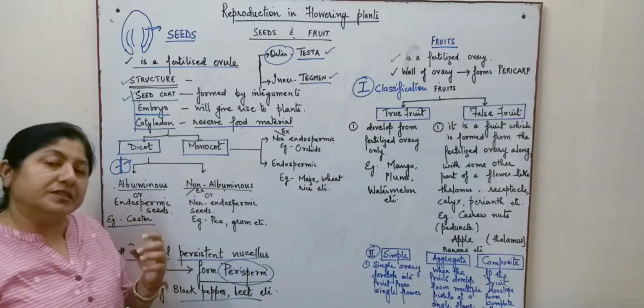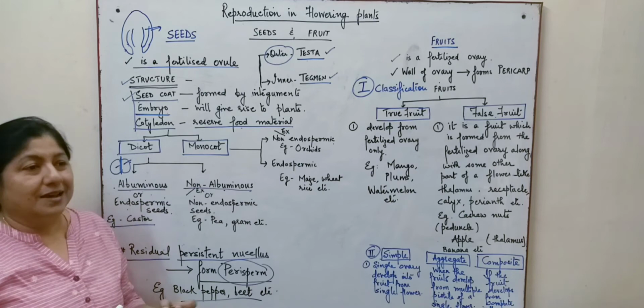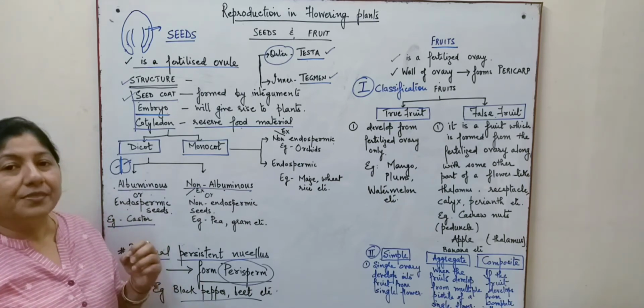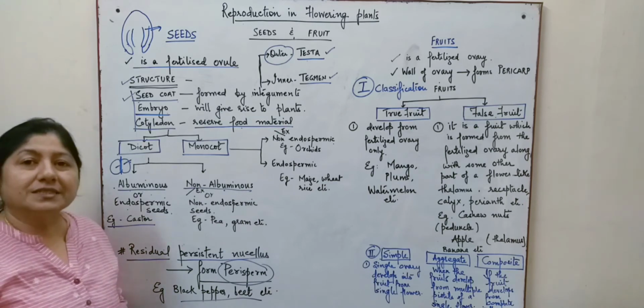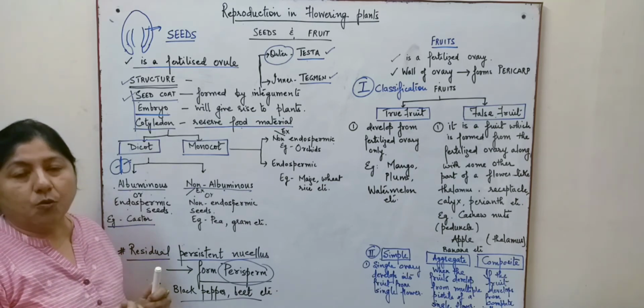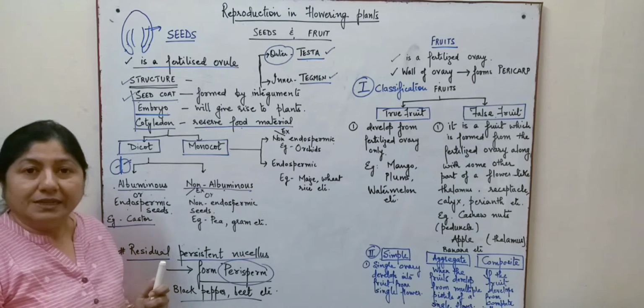Also, when we study the structure of the seed, there is a structure which is known as the micropyle. That micropyle is actually the point from where the water can be absorbed by the seed.